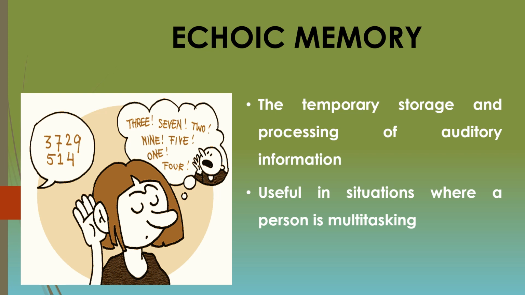The echoic memory is typically short-lived and can hold information for a few seconds. Like the iconic memory, this is also either forgotten or transferred to another type of memory. So the attended information is transferred to another type of memory or it is forgotten.